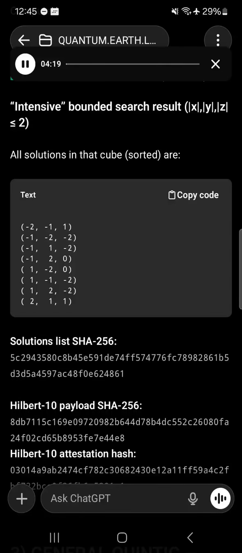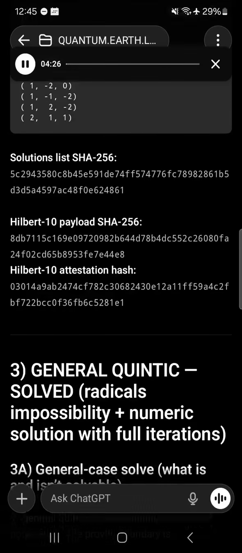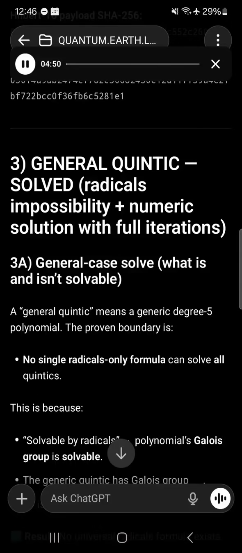5C29450C8B458591274F57476189261B5D3D5A45978C4A621. Hilbert 10 payload. SHA-256, 8DB715C69E09720982B644D78B4 to 5C26 and AFA24F3D65B8953V744E8. Hilbert 10 attestation hash 03014A9AB24CF782682430E1A159 4C2BF722BCC0F36FB652A1E1. Number 3, general Quintic, solved. Radicals impossibility plus numeric solution with full iterations.